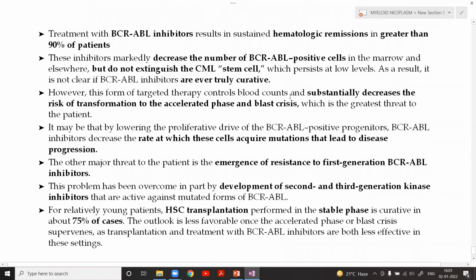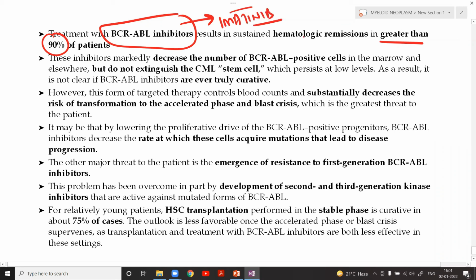Now remember, treatment with the BCR-ABL inhibitors results in sustained hematological remissions in greater than 90% of patients. Now can anyone tell me one BCR-ABL inhibitor which is used, the first generation drug? Have you heard of imatinib? Yes, many new drugs have also come in. I don't know about them, but imatinib is one very famous drug that was developed.